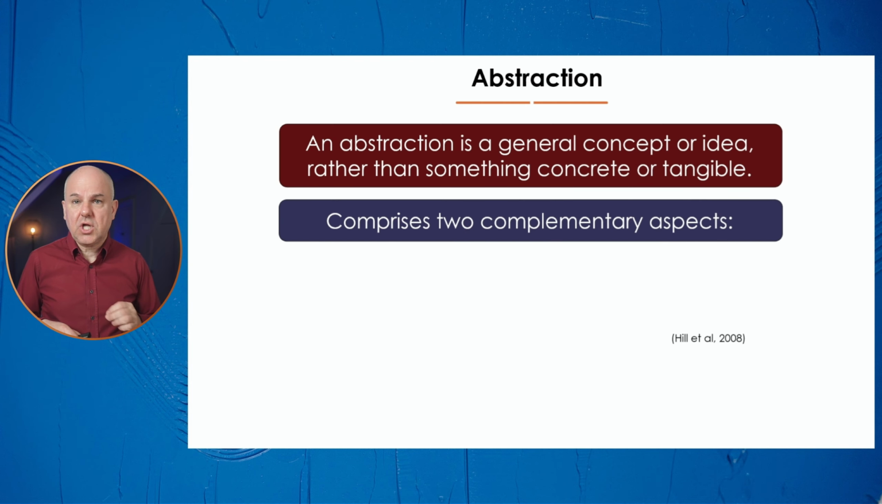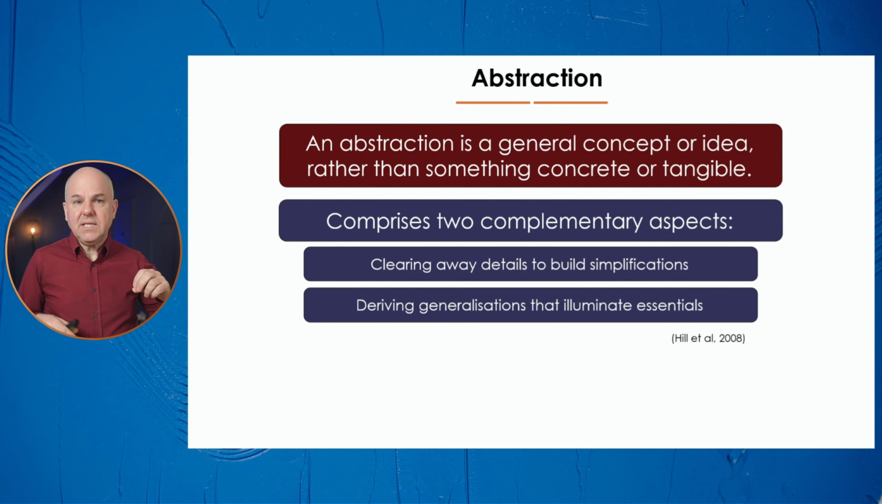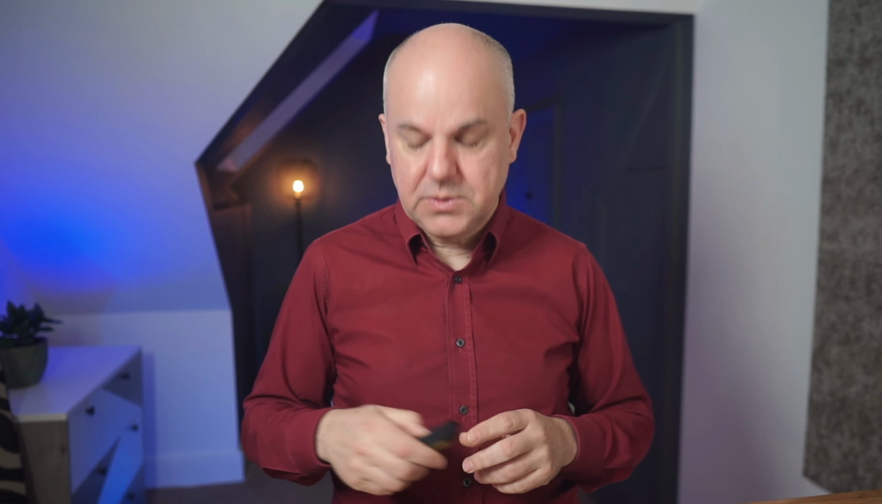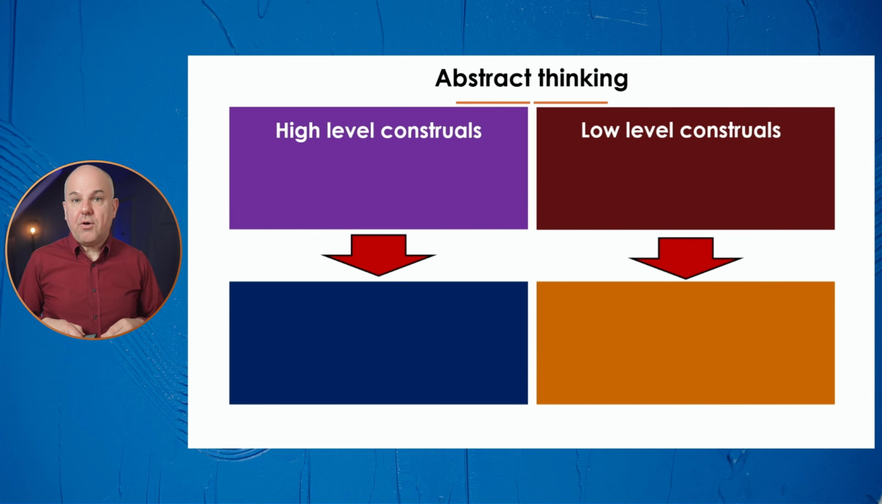An abstraction is a general concept or idea rather than something concrete or tangible. So basically it comprises two complementary aspects. The first one is that when we do abstract thinking, we clear away details to build simplifications of the world. And obviously, when we clear away details and build these simplifications, we lose the detail, but we understand the general principles that illuminate the essentials. So it's basically stepping back from the actual thing happening and understanding the mechanisms, the principles behind what is happening.